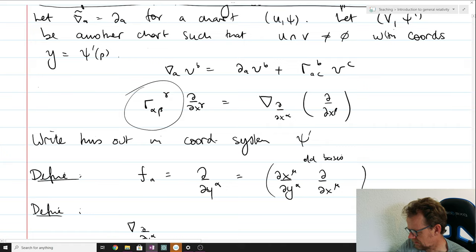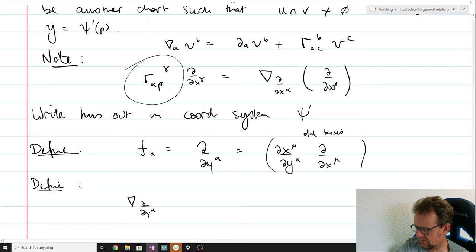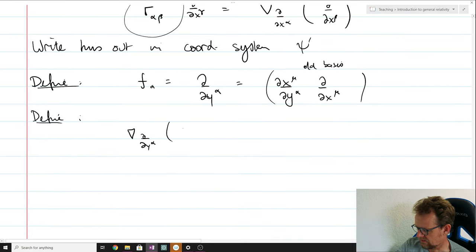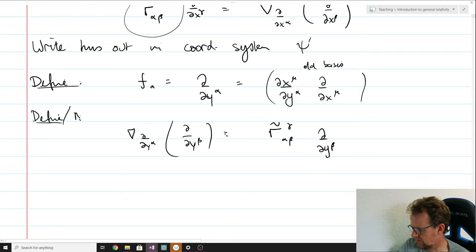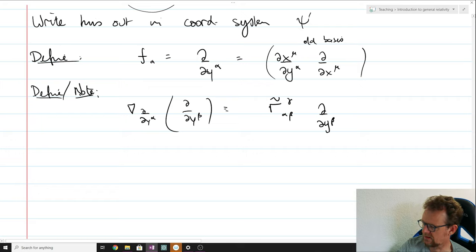Well, I said define before, but I think I prefer the terminology to note. You just note that the Christoffel symbols can be obtained by computing the covariant derivative of a basis element with respect to another basis element. So now we define the Christoffel symbols with respect to our new basis analogously. We'll call them gamma twiddle alpha beta, d/dy beta. Or rather note, because this is the notation we're setting up. So the Christoffel symbols with respect to the new basis are defined by computing the covariant derivative of a tangent basis vector with respect to another tangent basis vector.